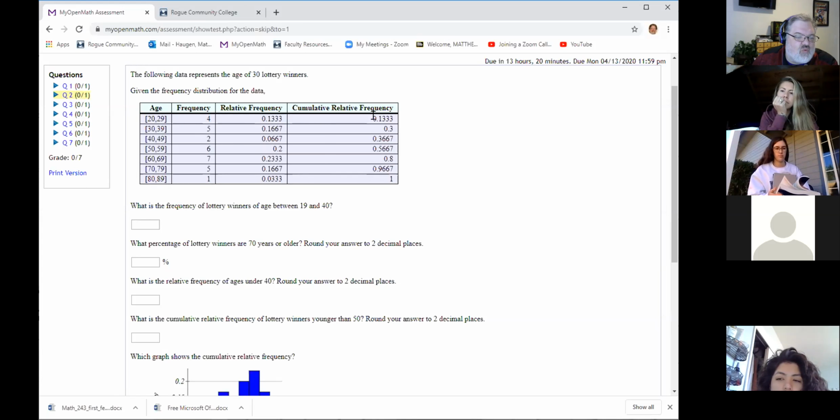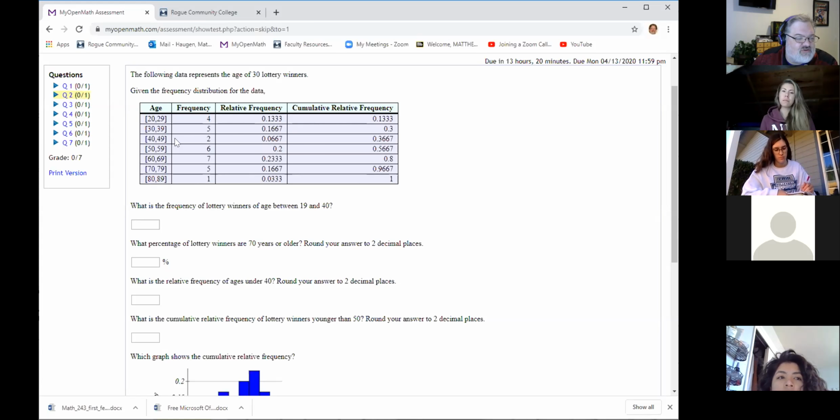So this 0.1333 is all of these for people in that age range. But this next column, that 30 to 39, this cumulative relative frequency of 0.3 is all of these people in that 30s range plus all the people before it. So if you add the 0.1333 to the 0.1667, if you add those together, you get that 0.3.